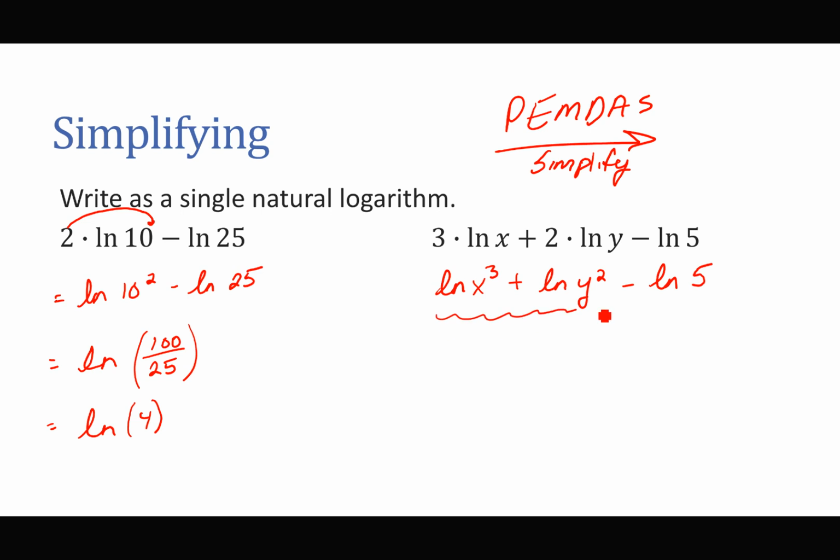So this piece right here, I'm going to write as one single natural log: x cubed times y squared, but then I still have this natural log of 5 going on. So I'm combining those first. That addition I have to do first. And then I have my subtraction. So as one single log, this would be x cubed, y squared, divided by 5, and I'm done. Oh, thank you. Should be cubed.